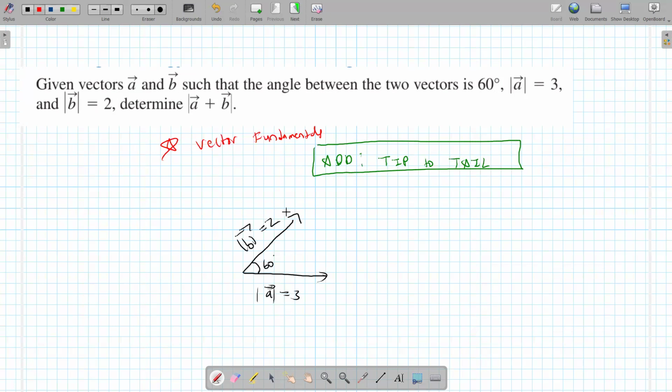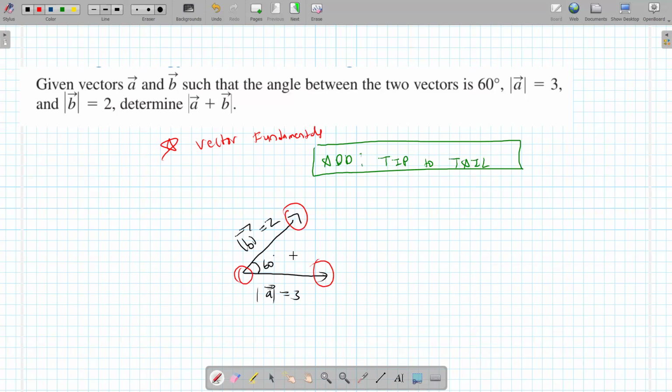Tip means these. Tail means these. Right now, this sketch has you connecting these two vectors from tail to tail, yeah? Tail to tail. That's no good. You can't have tail to tail. So you need to have head to tail. So how do you do that?